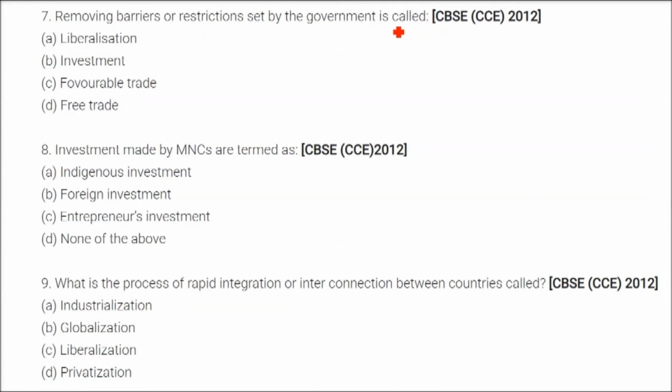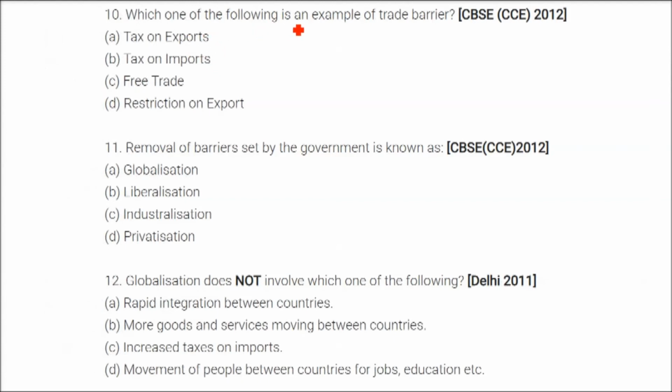Removing barriers or restrictions set by the government is called liberalization. Investment made by MNCs is termed foreign investment. What is the process of rapid integration or interconnection between countries called? The answer is globalization. Which one of the following is an example of a trade barrier? It is tax on imports. Removal of barriers set by the government is known as liberalization, as we have already seen.